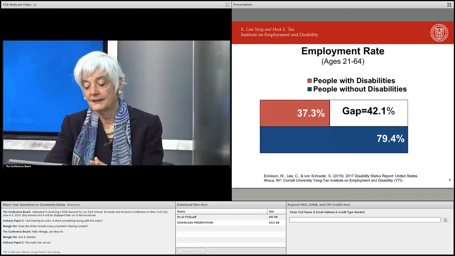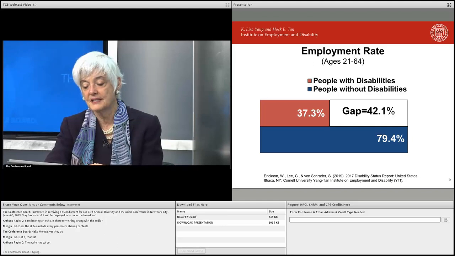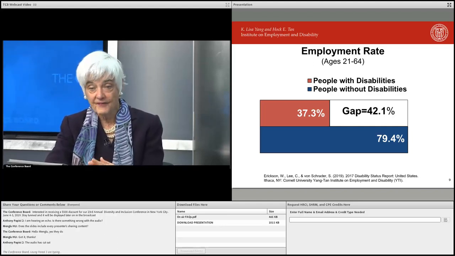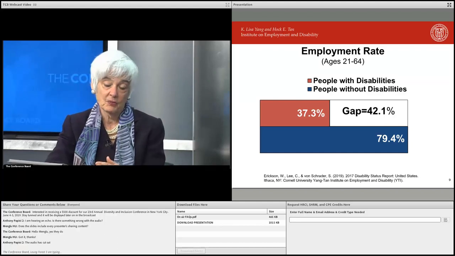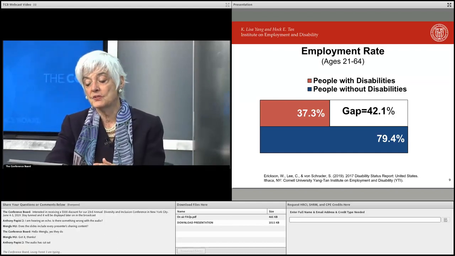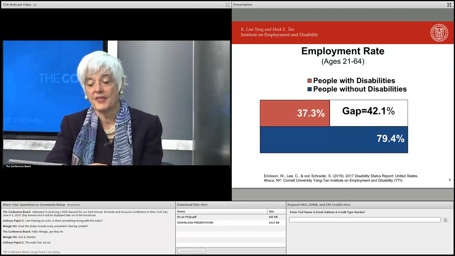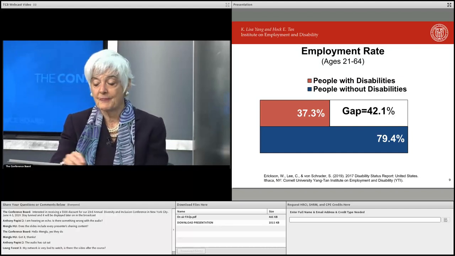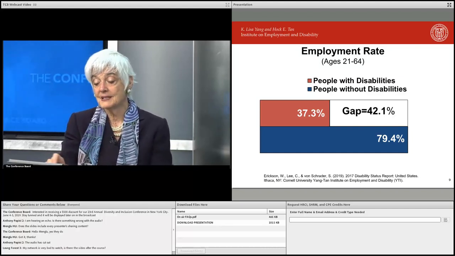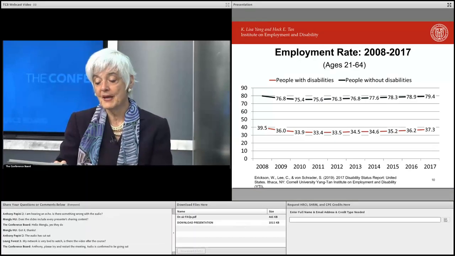They're less than half proportionately employed than their non-disabled peers, a gap of 42%, with 37% participation rates for people with disabilities compared to almost 80% for people without. So significant gap there. And that gap has been there for a while.